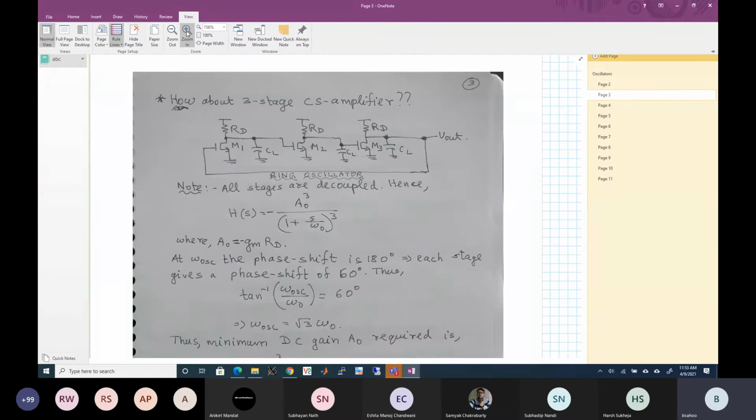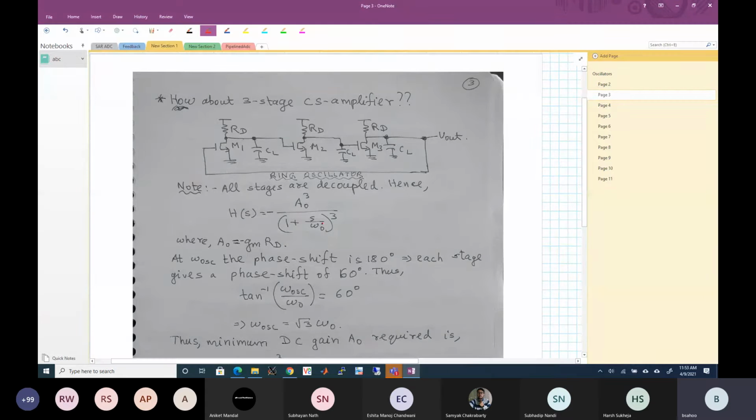Now let's look at the three-stage common source amplifier. We already analyzed this in the previous class. Each stage has a pole at omega naught and gives a gain of A naught, where A naught is equal to minus gm times RD. Now this connection itself gives a DC phase shift of 180 degrees. And we need a frequency dependent phase shift at one particular frequency where it is going to be 180 degrees, so that the total phase shift in the loop is 360 degrees.